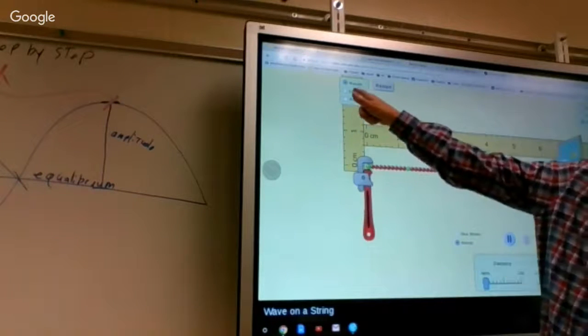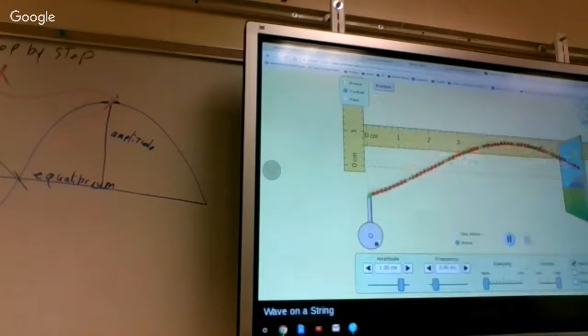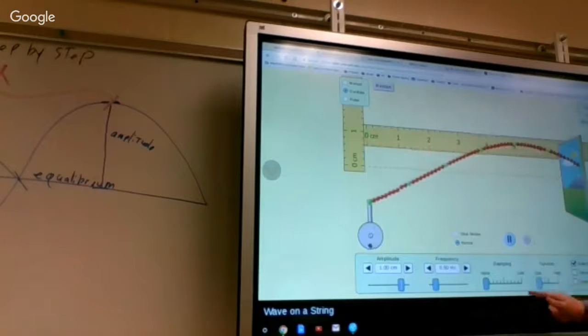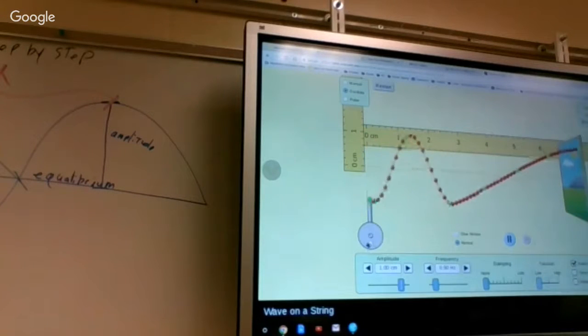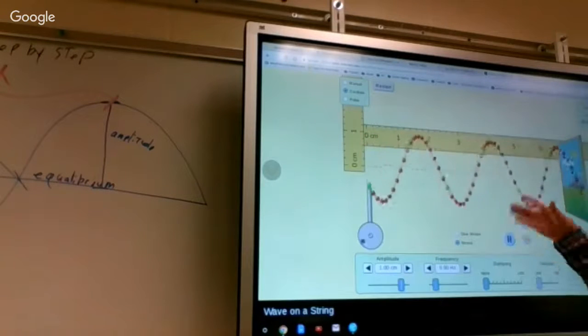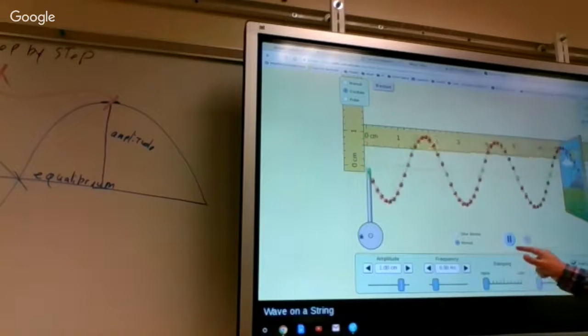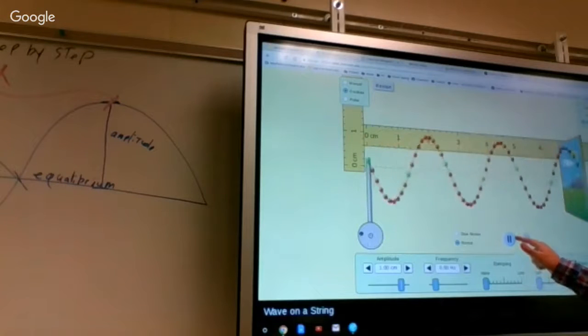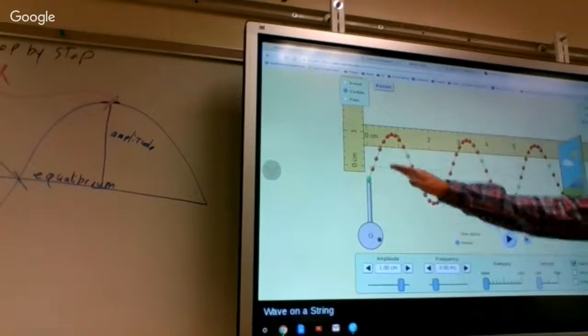I'm going to change it to oscillate. Now I've got a nice repetitive thing, and I'll make the tension go back down. There we go. When the tension is low, the speed gets slower. So I made the tension all the way low to get a nice, pretty sine curve wave going on. Pause. All right, I tried to pause in the middle, whatever.